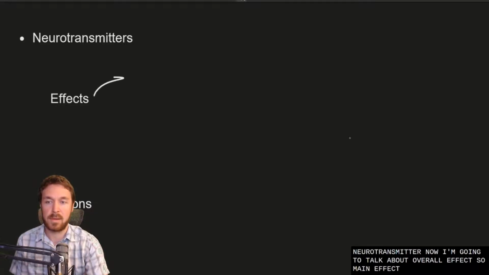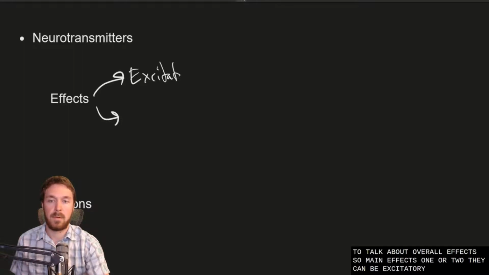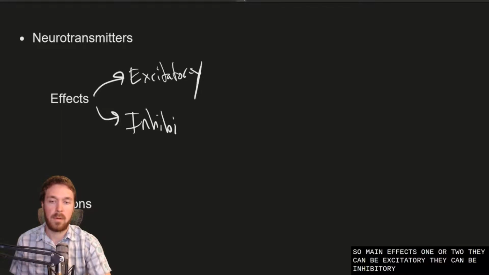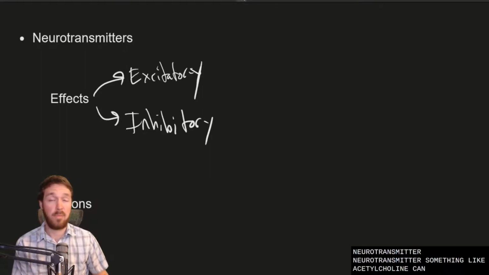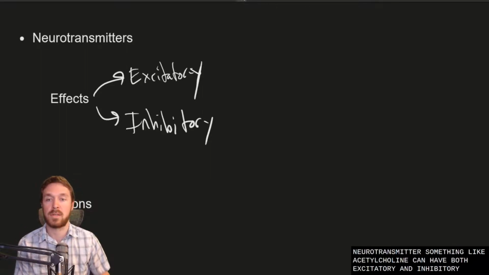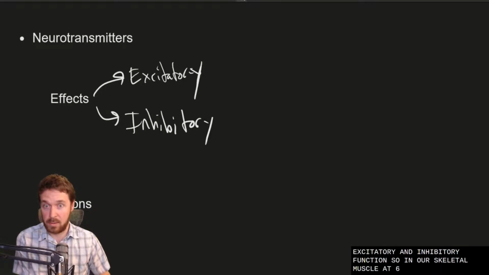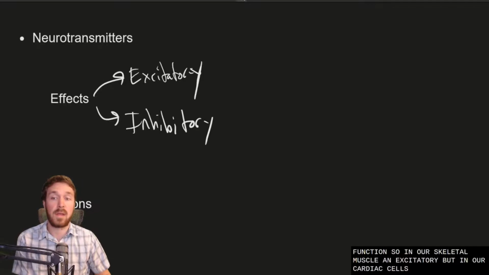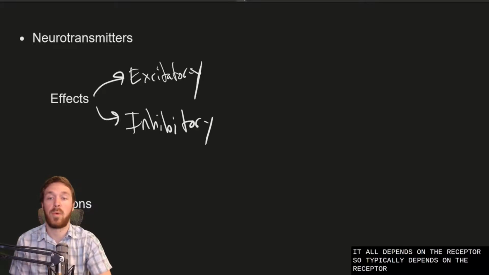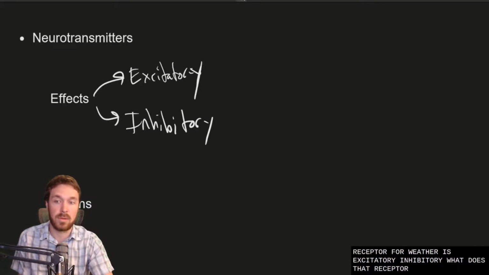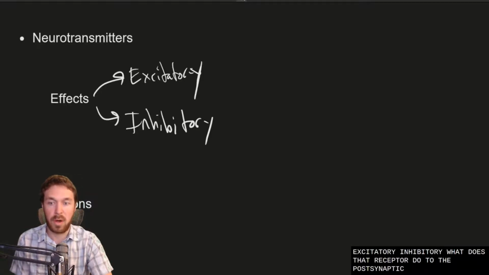So main effects, one or two. They can be excitatory, or they can be inhibitory. And this varies from neurotransmitter to neurotransmitter. Something like acetylcholine can have both excitatory and inhibitory function. So in our skeletal muscle, it's excitatory, but in our cardiac cells, it's inhibitory. It all depends on the receptor. So it typically depends on the receptor for whether it's excitatory or inhibitory. What does that receptor do to the postsynaptic membrane? Does it cause depolarization or hyperpolarization? That's all that matters there.